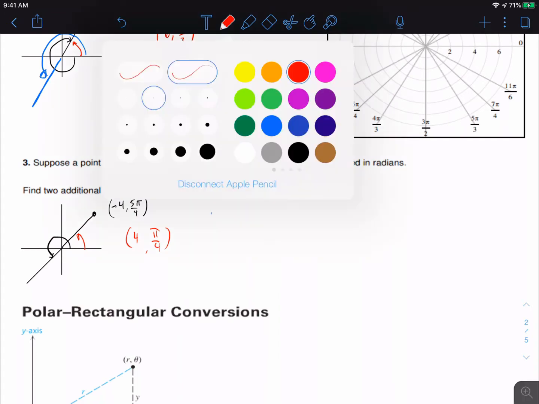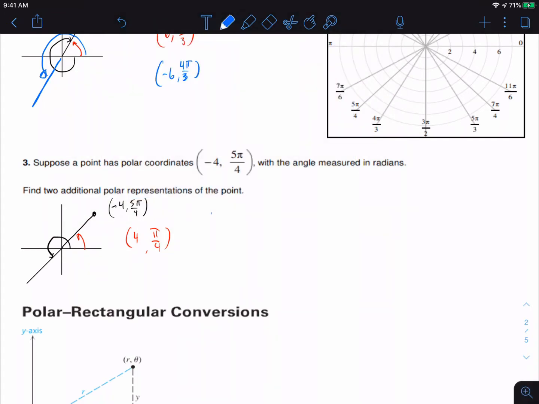Another way to do it would be to go this way. Now, if we go that way, isn't that 3 pi over 4 rotation, right? It's a negative 3 pi over 4 for the angle. And then are we going to walk forwards or backwards here?